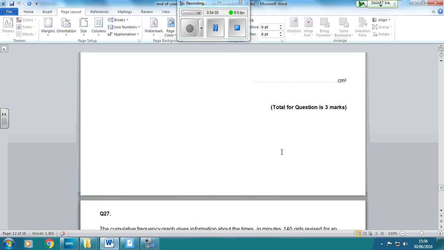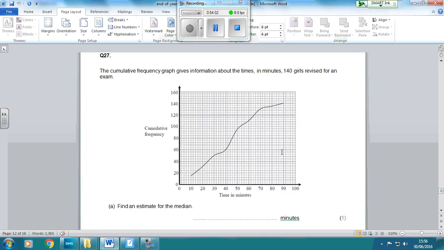Okay, moving on from that one. Again, it's a very, very tricky question. Cumulative frequency. We've got to find the estimate for the median. Now, cumulative frequency here goes up to 140, so that means that's going to be 100%. So the median is going to be 50%, so that's going to go across at 70. Go across at 70, and then go down. I get that there, which for me is about 43 minutes.